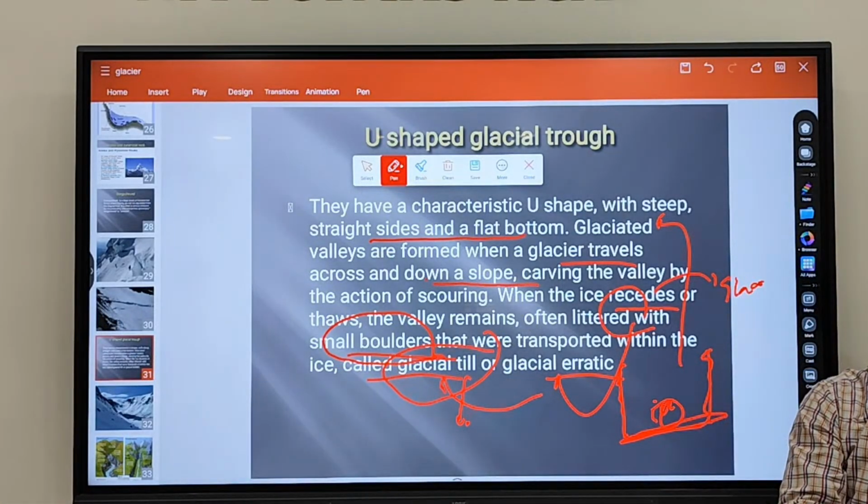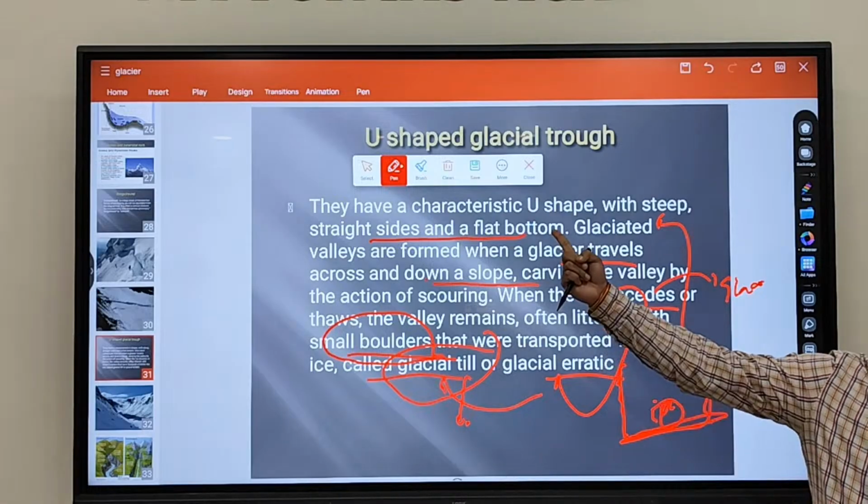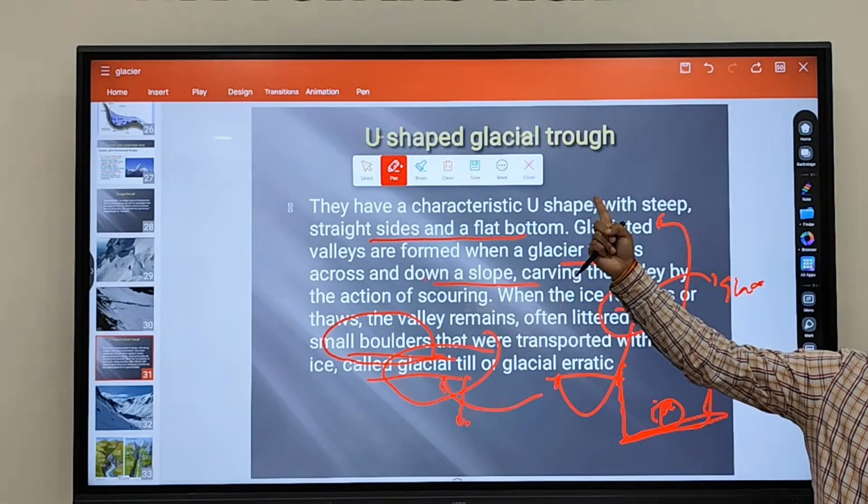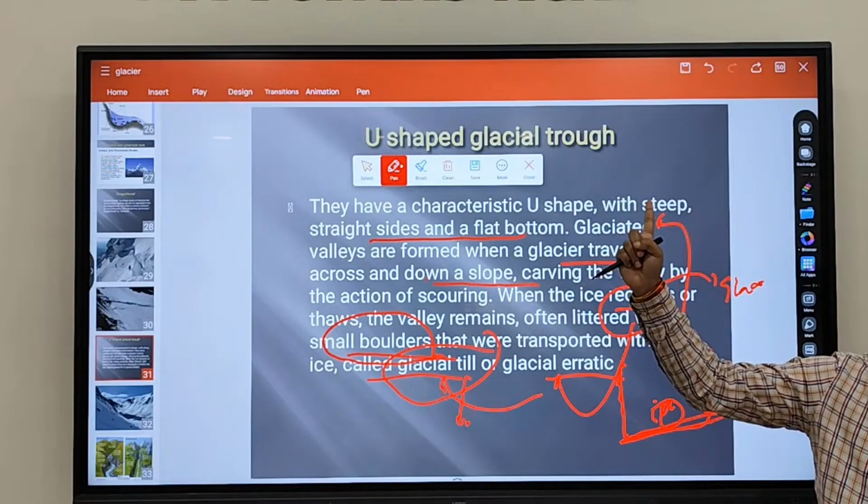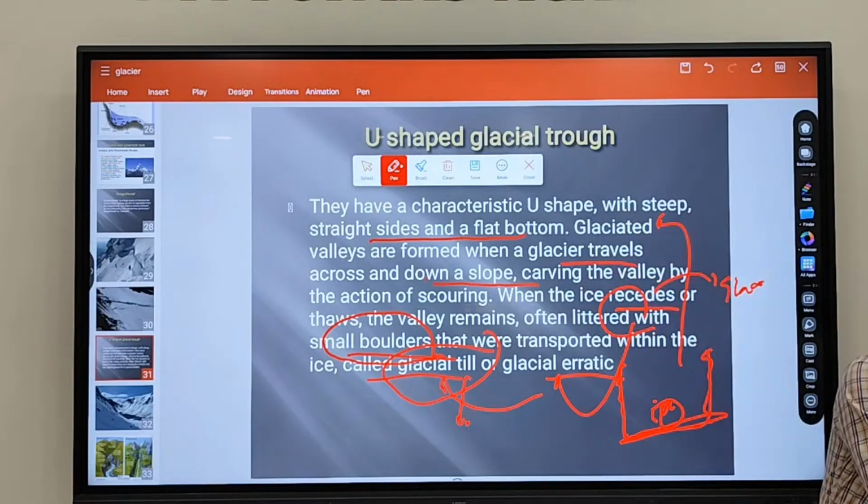So what are the highland features? Bergschrund. Arêtes and pyramidal peak. Cirque and corrie. U-shaped glacial trough. All these features are what? Highland features. So when the glacier moves down, as we discussed, it will melt.